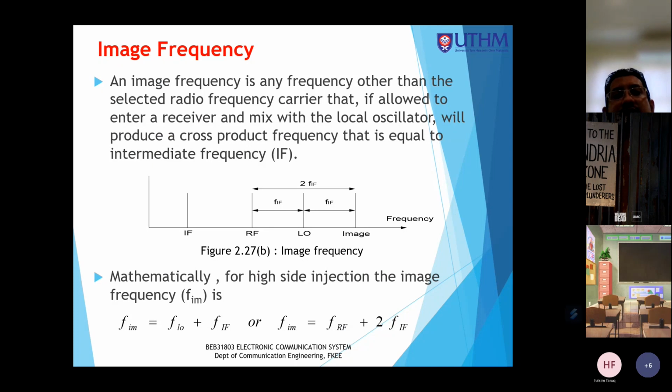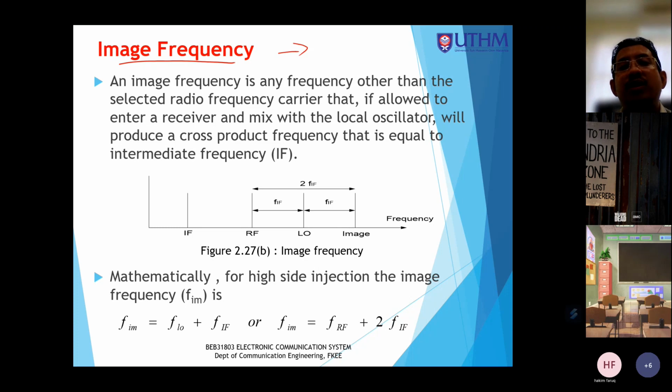So perkara yang seterusnya adalah berkenaan dengan image frequency. So image frequency adalah frekuensi yang kita sepatutnya tidak benarkan masuk ke dalam receiver. So the image frequency needs to be removed as early as at the tune circuit. So tune circuit mestilah berkemampuan untuk membuang image frequency ini daripada masuk ke dalam receiver. Okay, tune circuit. So tune circuit is responsible to remove the image frequency.